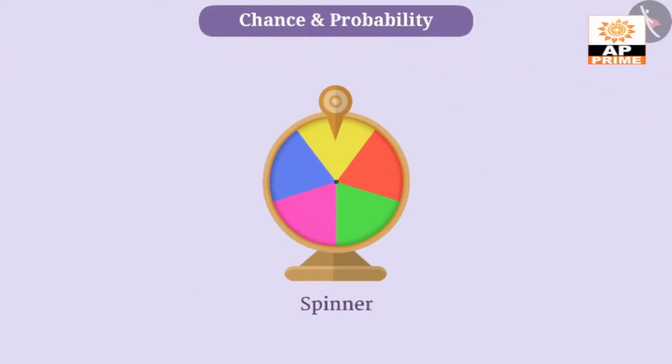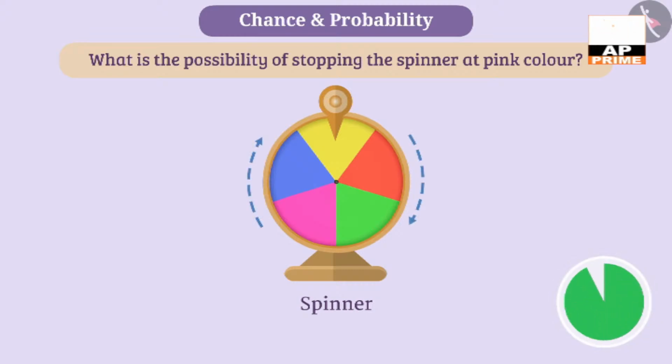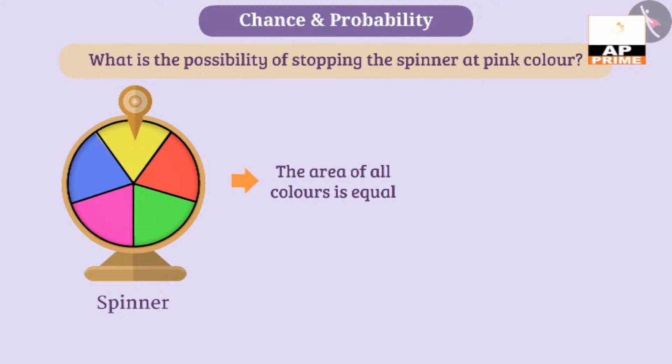Now, look at this spinner. It has yellow, red, green, pink and blue colors with equal areas. Can you tell what would be the possibility of stopping the spinner at pink color when it is spun? Think. Let us tell you. Here, the area of all colors is equal. That's why the possibility of results will be equal. That is, outcomes are equally likely.